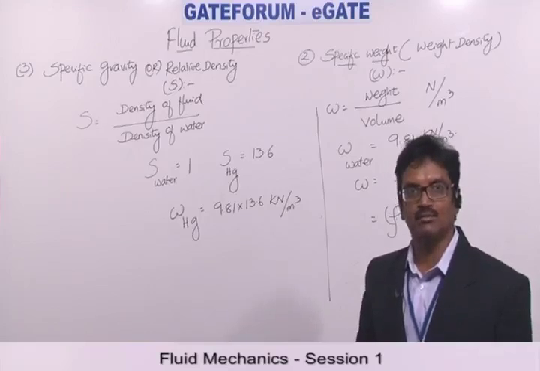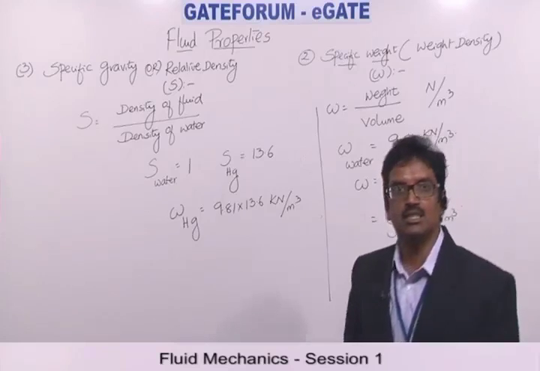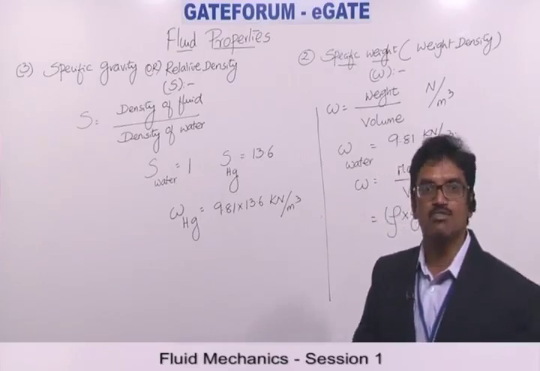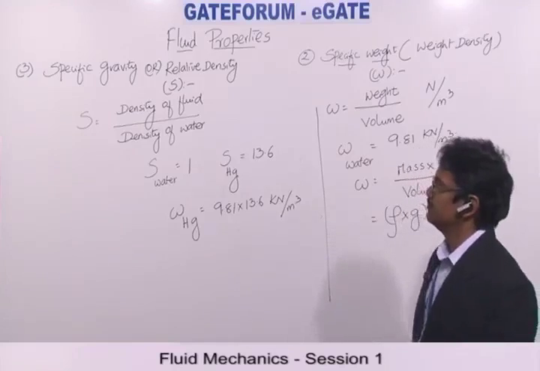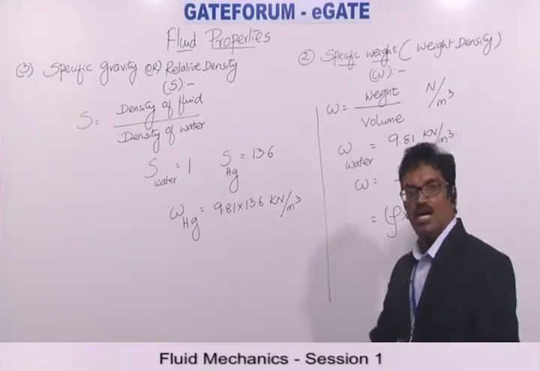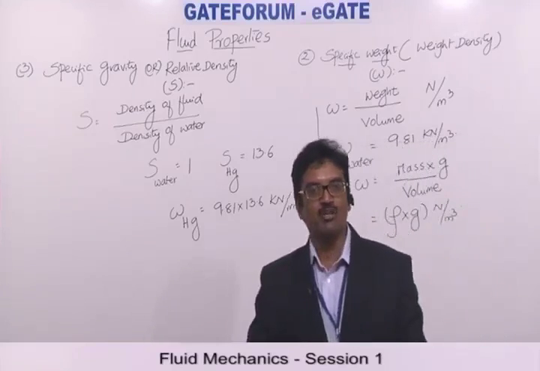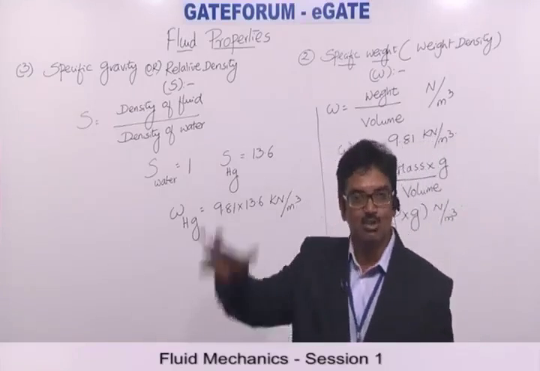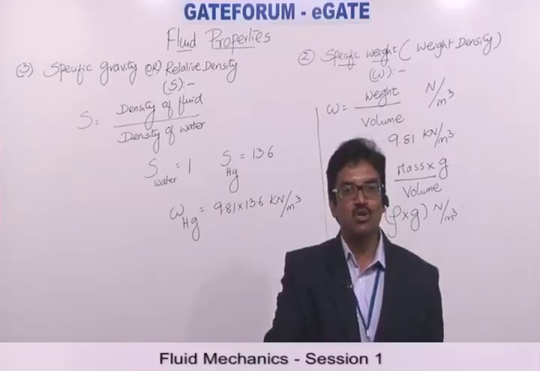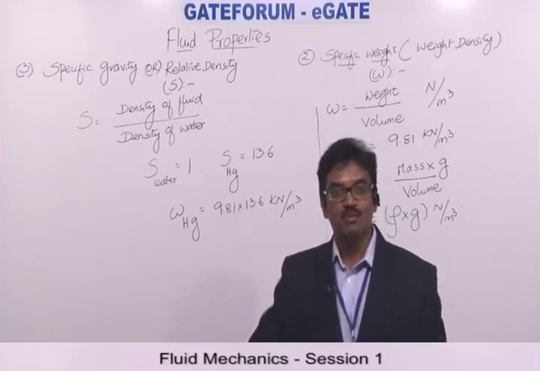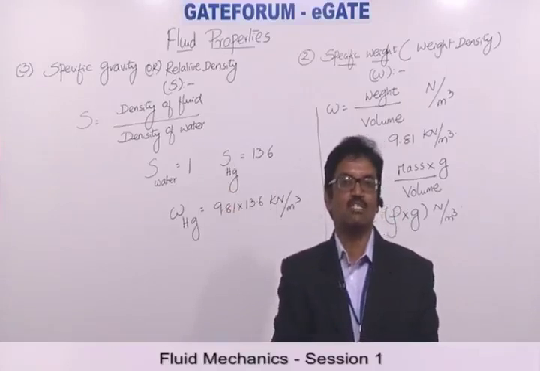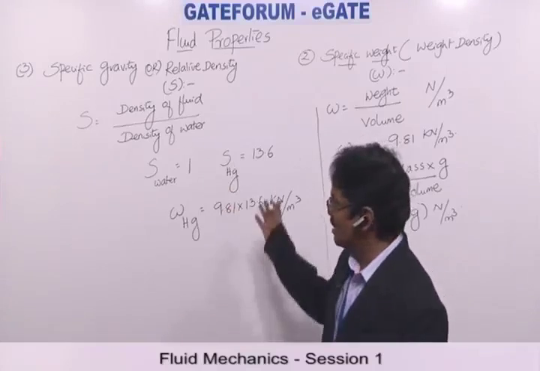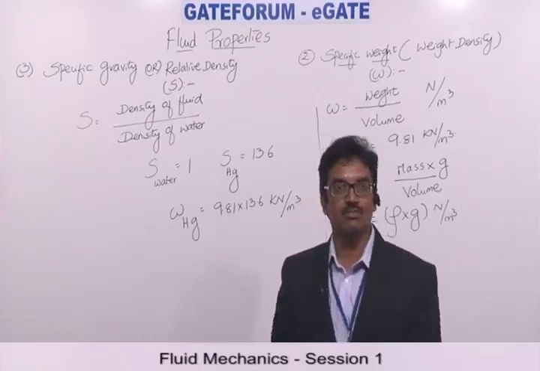Nothing sinks in mercury because in fact this is the heaviest fluid, having the highest specific gravity. If you want to carry a 14 liter bucket of mercury, we need 2 to 3 people, because its weight will be 14 into 13.6. That much weight you need to carry. You need 2 people to carry even a simple small bucket of mercury, because that is the heaviness of the mercury.